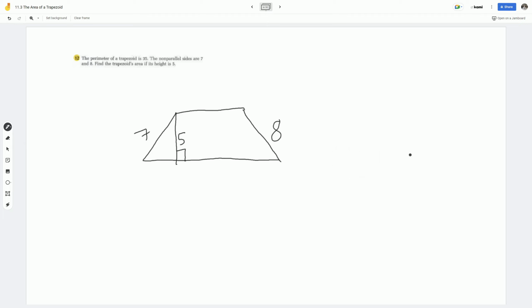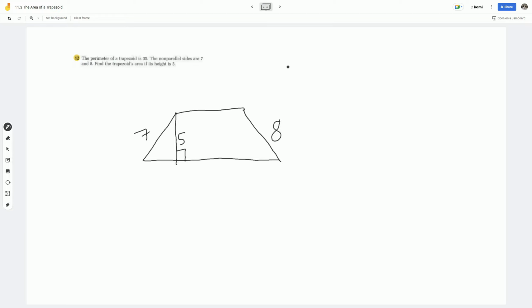Alright, next problem, number 12. The perimeter of a trapezoid is 35. The non-parallel sides are 7 and 8. We need to find the trapezoid's area if its height is 5. So I already have the trapezoid drawn here. The height is 5, one side is 7, and the other side is 8. So we know the perimeter is 35.